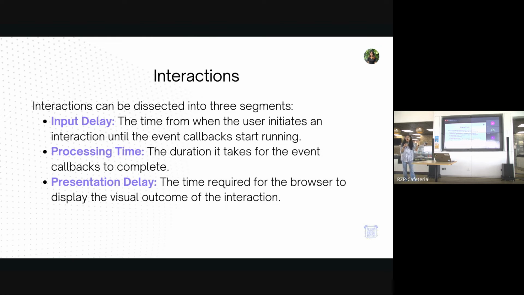The second is your processing time. Now your event callback has been called and has started running. The complete time till the point the interaction has actually loaded on the browser is called your processing time. The third portion is your presentation delay. After you have clicked it and the callback has run and given you the output, it needs to render on the screen also, right? There can be an issue in the rendering as well.